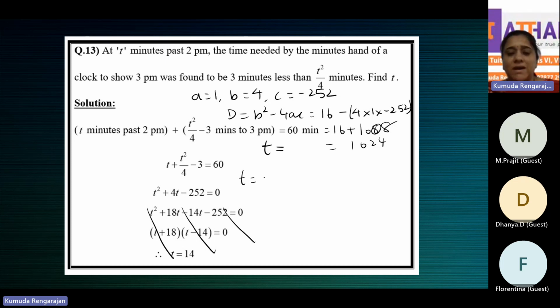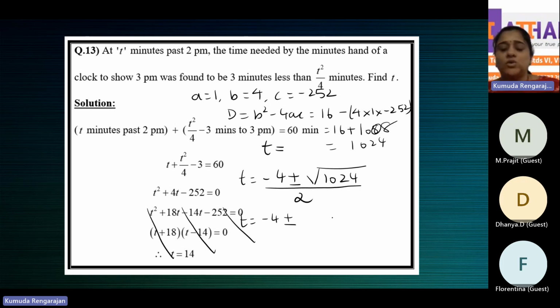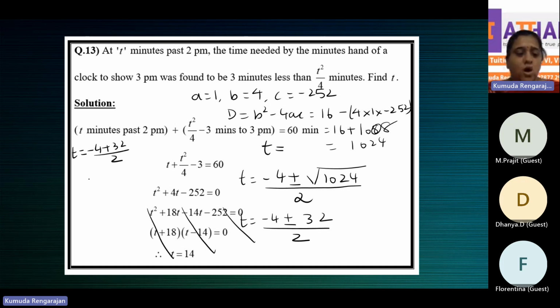So T is equal to minus B, minus 4, plus or minus root D, root of 1024, by 2A, 2 into 1, 2. So T is equal to minus 4 plus or minus square root of 1024 is 32, by 2. So T is equal to minus 4 plus 32 by 2, or T is equal to minus 4 minus 32 by 2. But here it's going to be negative, right? What will it be? Minus 36 by 2, minus 18.